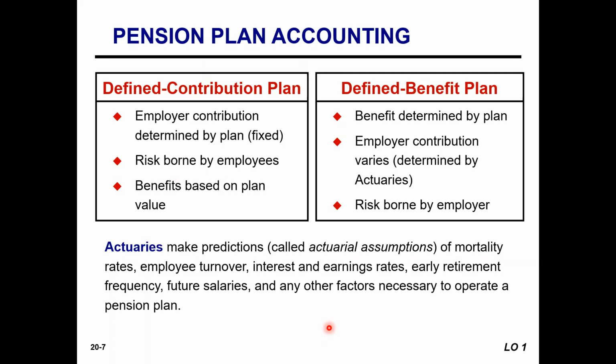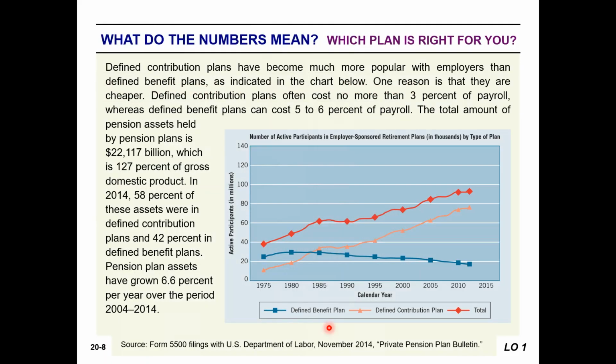Actuaries make predictions. They're called actuary assumptions of mortality rates, employer turnover, interest, earning rates, early retirement, frequency, future salaries, and any other factors necessary to operate a pension plan. They do all the hard calculations. What do the numbers mean? Which plan is right for you?